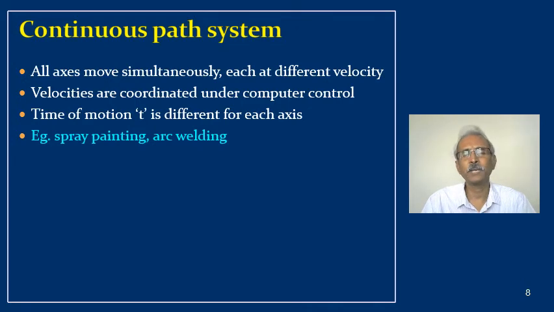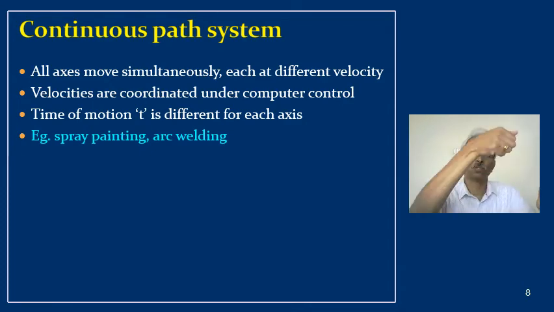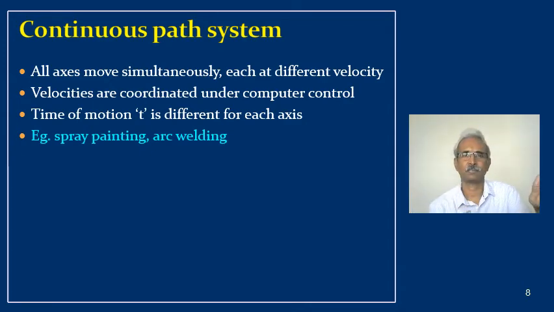So when I say spray painting, if it is a flat wall, I just move my spray gun like this, in one axis. If it is a curved path, I have to control it like this. So that's the difference between a point to point and a continuous path system. So the examples are spray painting and arc welding.